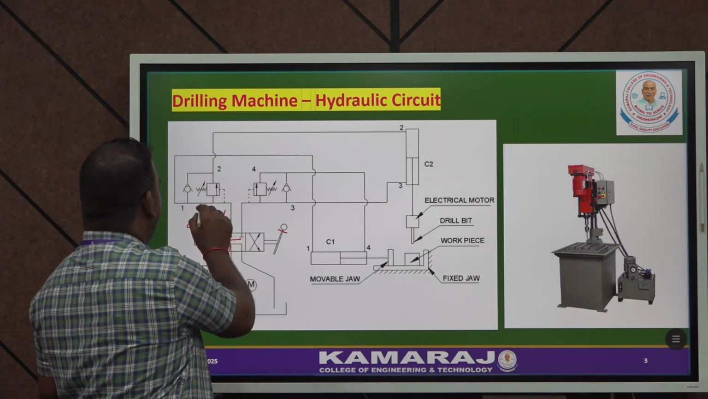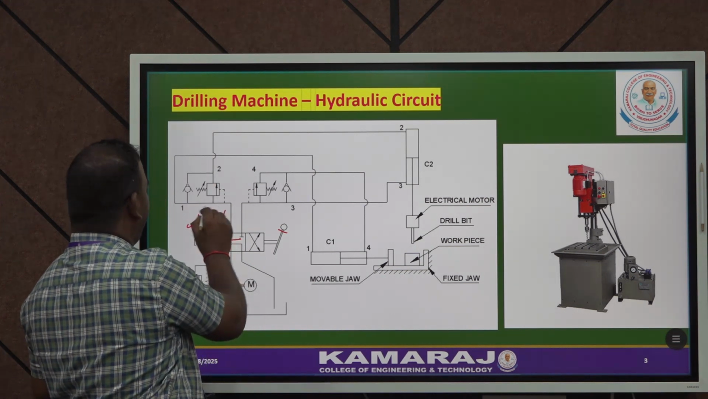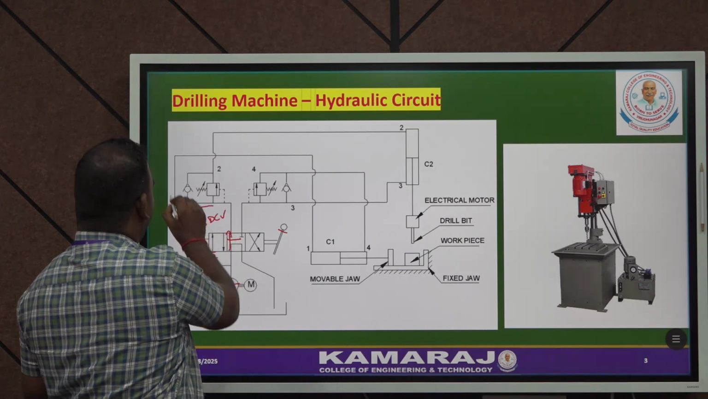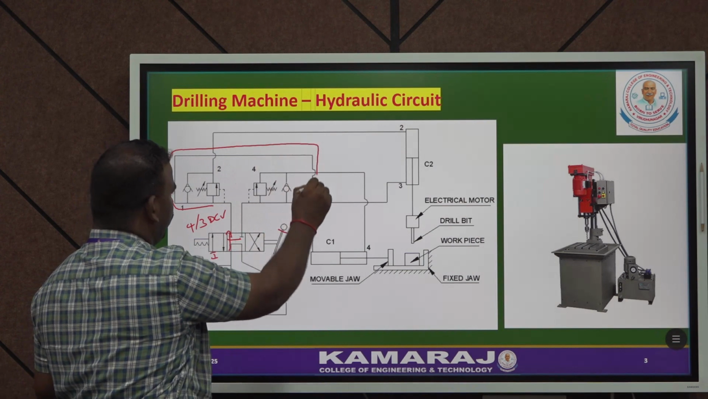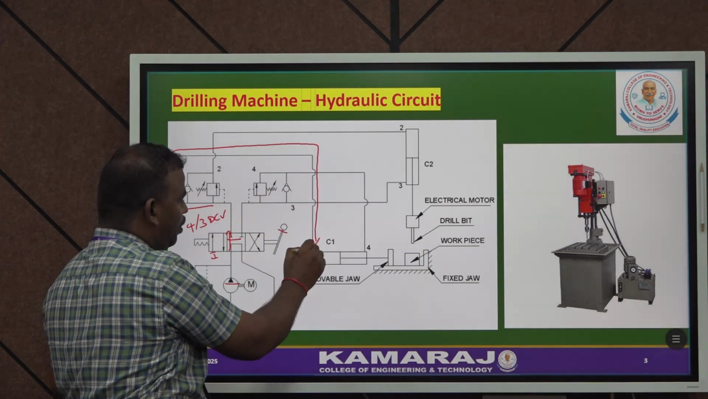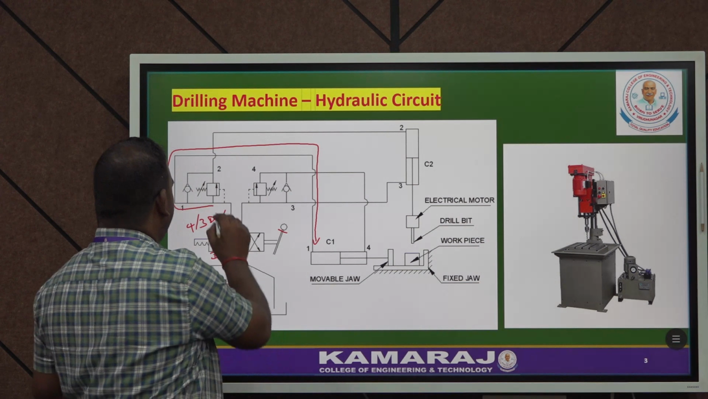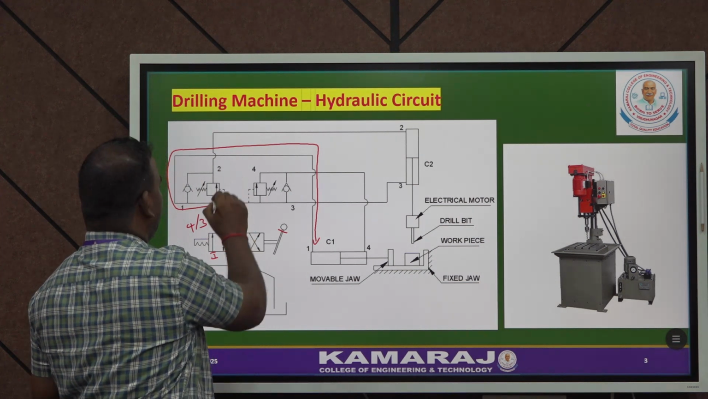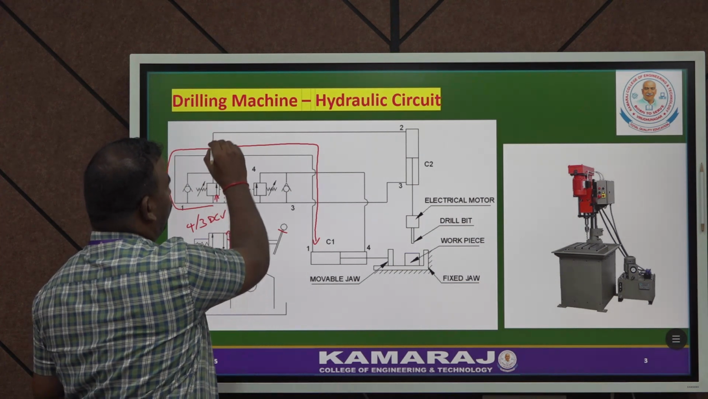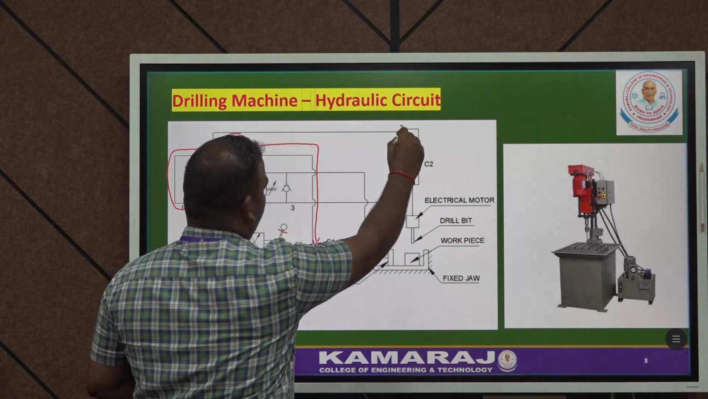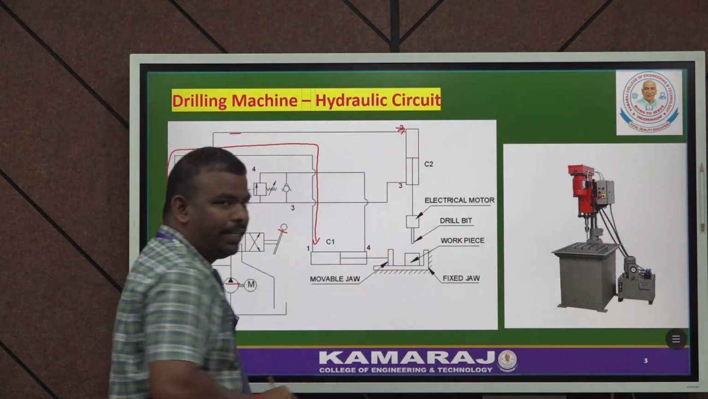The passage is divided into two lines. The first line goes straight to the cylinder 1 blind end, and the second one goes through the sequence valve to the cylinder 2 blind end.